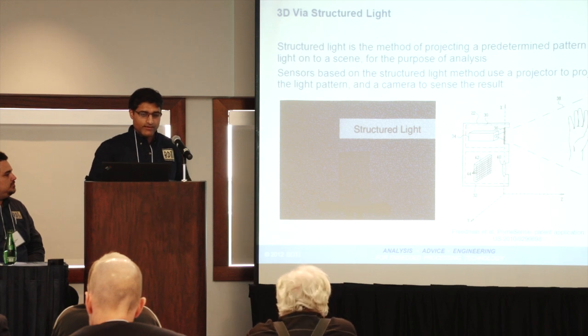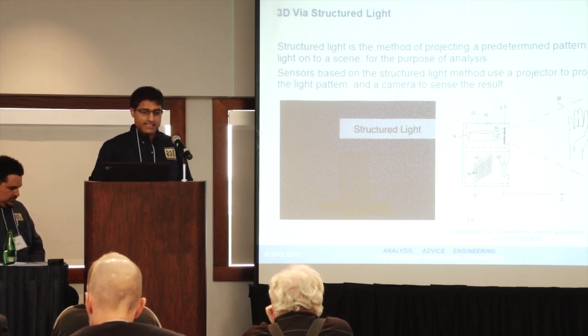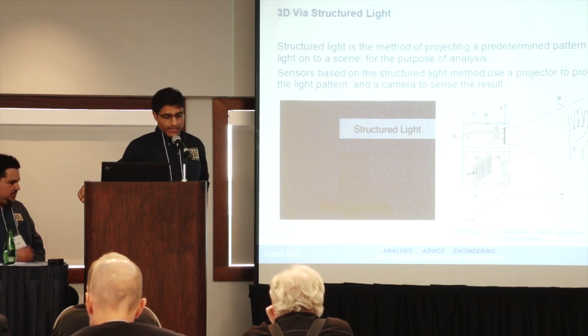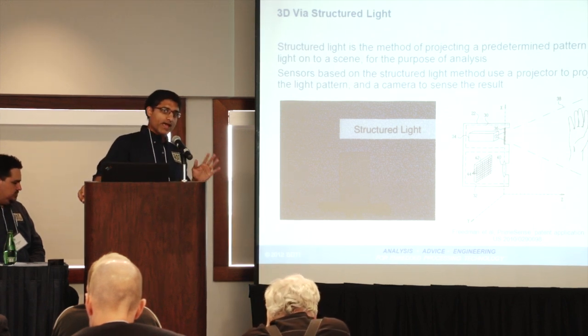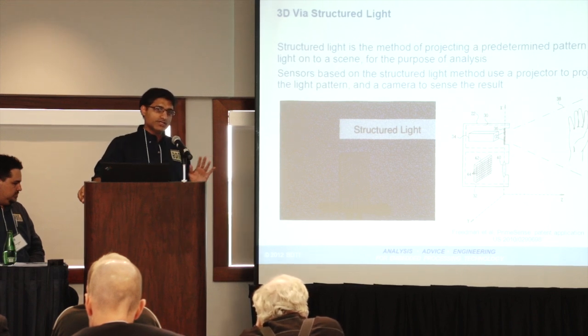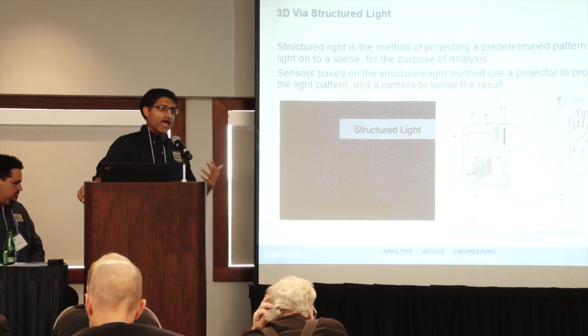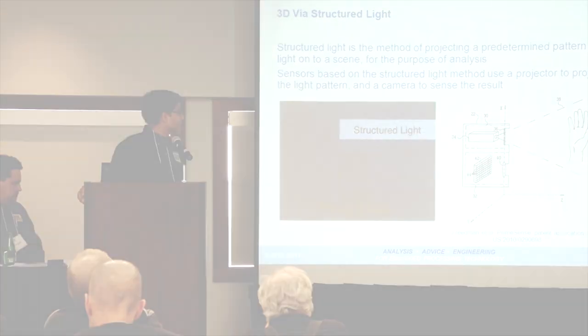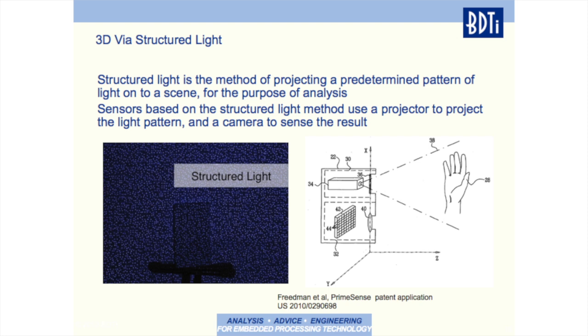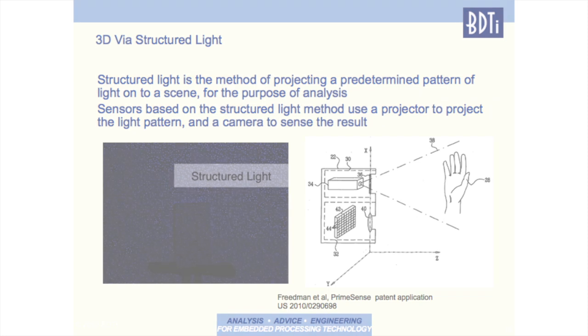So the first type of 3D sensor that we'll talk about is 3D via structured lighting. The concept behind structured lighting is we throw out a predefined pattern onto the scene, and then we image that scene, and depending on how that pattern looks to us, the processing system can ascertain how far away the object is. Sensors based on this method use a projector to project a known pattern, and the camera senses the result. This is an example of the Xbox Kinect, so you can see this is the structured light, it throws out a dot pattern.